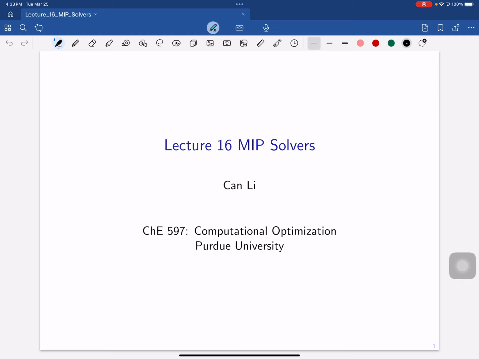The goal of this lecture is to give you some practical idea of how the mixed integer programming solvers work. We've talked about some algorithms to solve mixed integer programming, like branch and cut, cutting planes, and so forth. But to build a solver, it's definitely more than just some theoretical understanding of the problem. Right? So what's inside the box of the solver? There is a lot of engineering effort going into building a mixed integer programming solver.